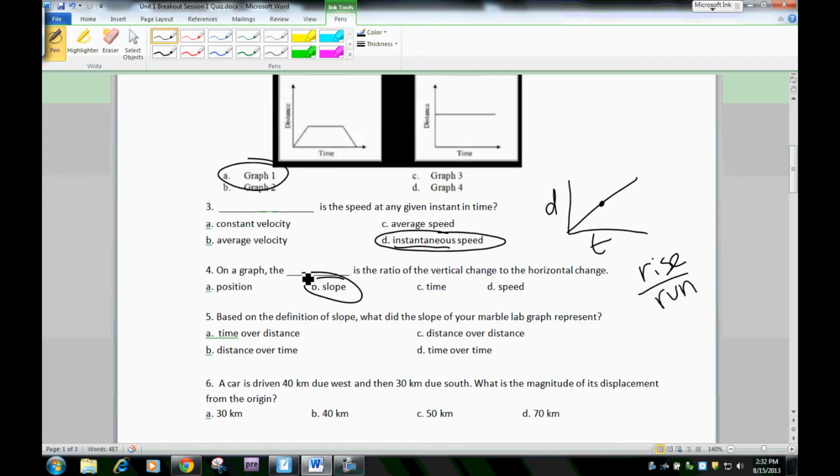And number 5, based on the definition of slope, what did the slope of your Marble Lab graph represent? And you can see there's a little overlap in concepts here. We know that if we derived an equation using rise over run, and we also used the slope-intercept formula, when we did those, we found that distance over time, or displacement over time, depending on if we're looking at distance, speed, or velocity. So the answer here is distance over time in terms of speed. So a distance time graph, we're looking at distance over time, rise over run.